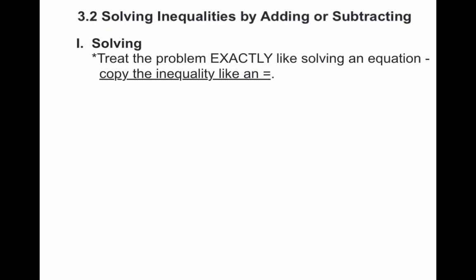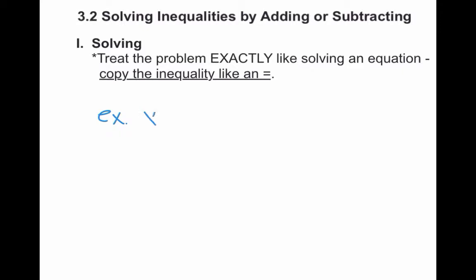I'd put Roman numeral 1, solving, put a star, copy the inequality like an equal sign. And I'm going to show you what I mean by that in just a minute. So I guess give you a second to copy or keep going? Okay. But I would just do the underline, copy the inequality like an equals. I suppose after a couple examples, you probably could even just skip that. It'll make sense.